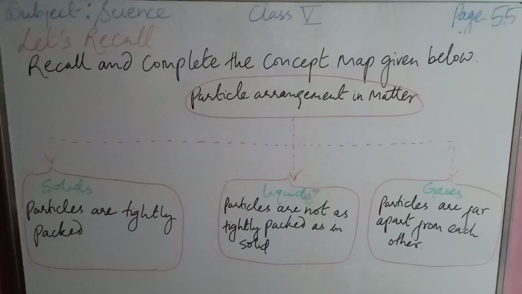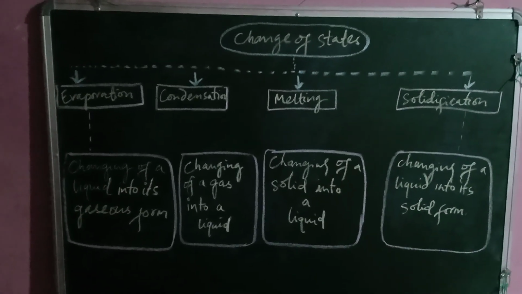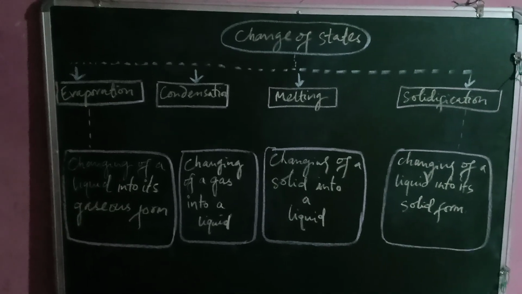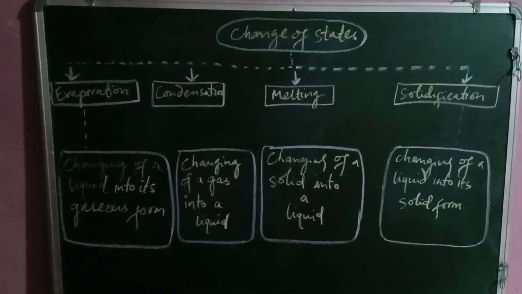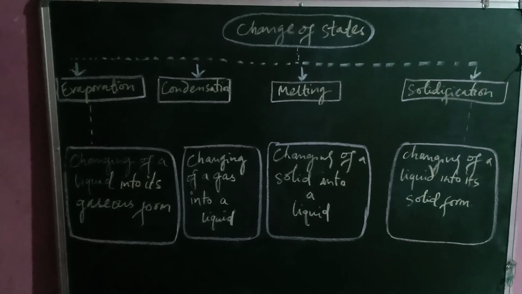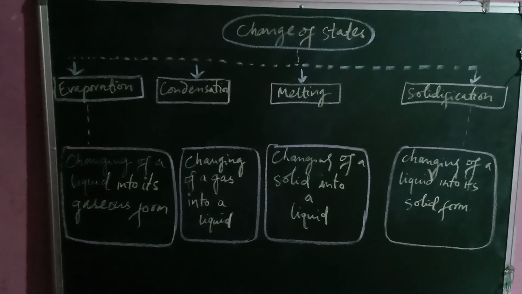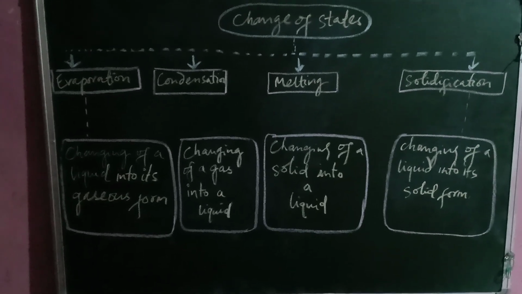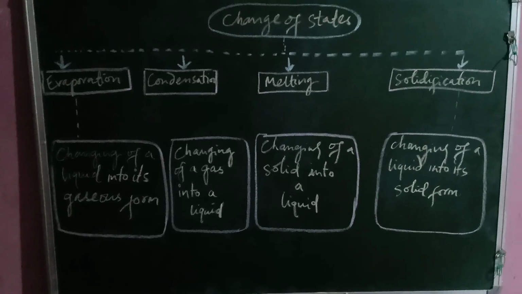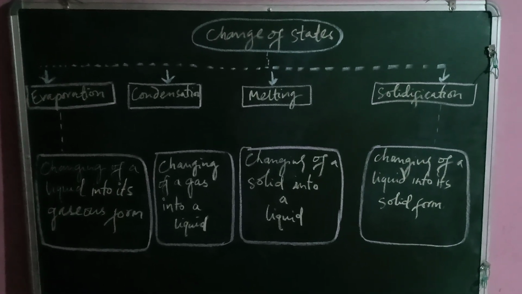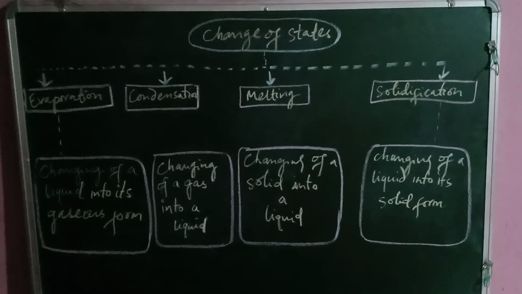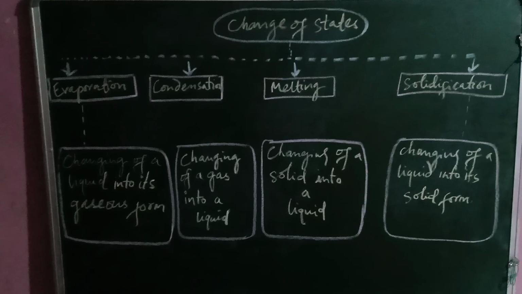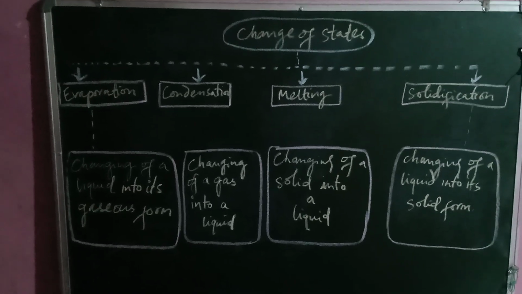Okay, and then after that we have change of states: evaporation, condensation, melting and solidification. In evaporation you have to write changing of a liquid into its gaseous form. In condensation, changing of gases into a liquid, in melting, changing of solid into a liquid, and in solidification, changing of a liquid into its solid form.